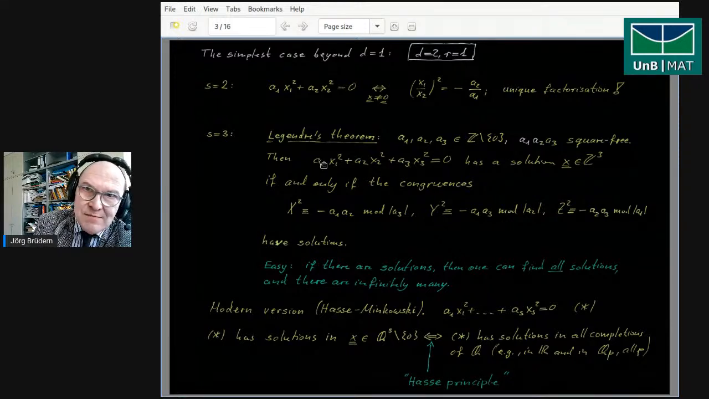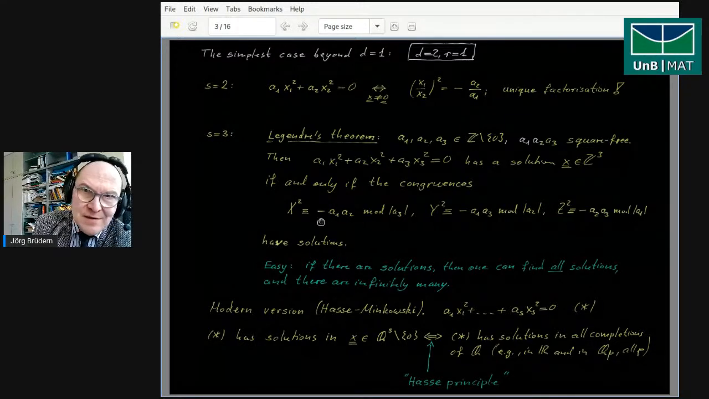And if I'm now asking whether this equation has a non-trivial solution, unfortunately I forgot to write that down, the answer is that this happens if and only if the negative of a product of two coefficients is a square modulo the third coefficient. So that gives me three conditions. And it's an if and only if statement.